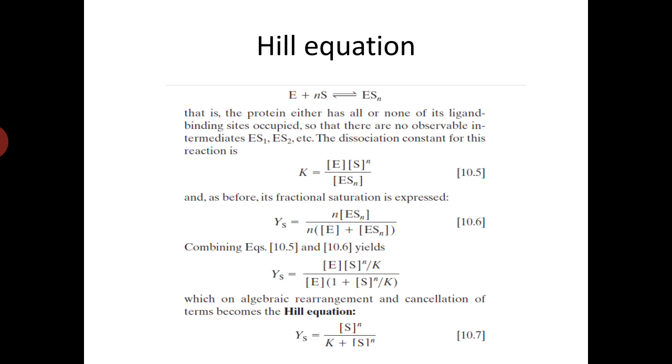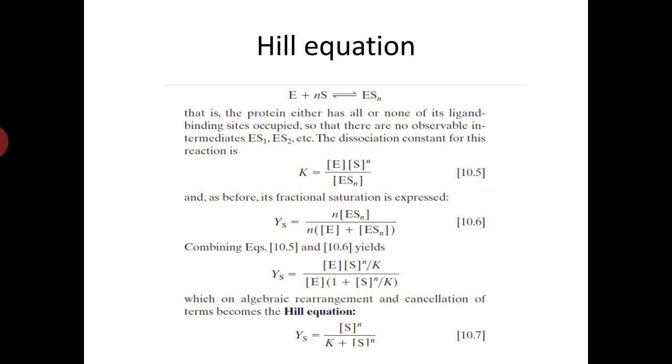So here we have the Hill equation. This is a very important equation to understand the transport of oxygen, and how hemoglobin works. Here S is the substrate, and E is the enzyme, which in this case is hemoglobin, attaching to the substrate S, the oxygen. N represents how many oxygens.